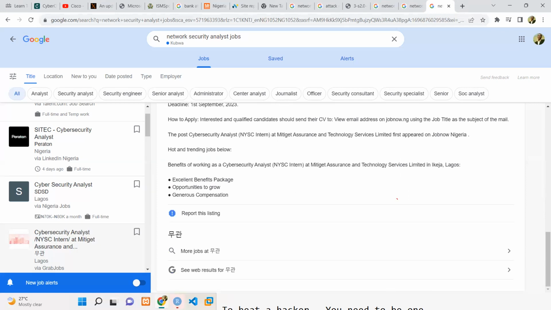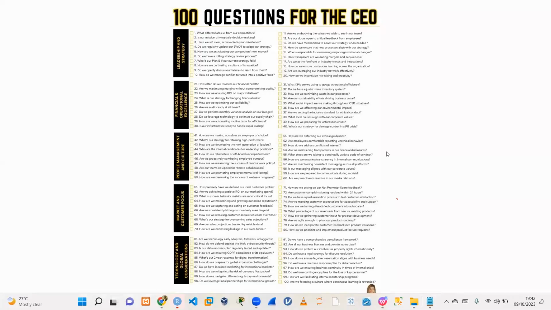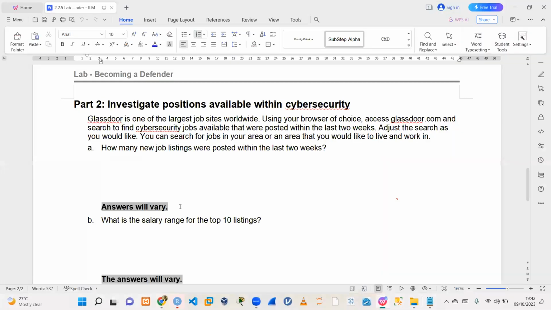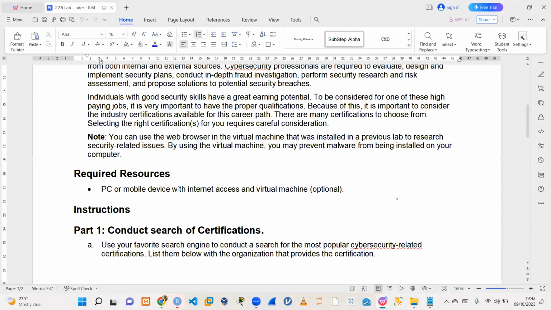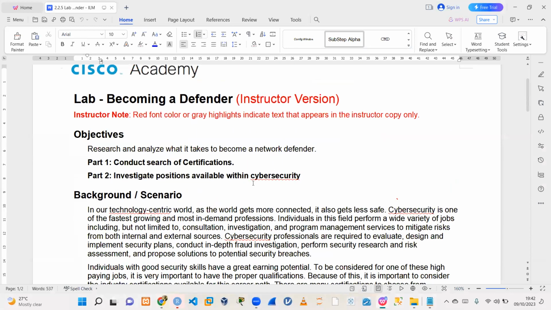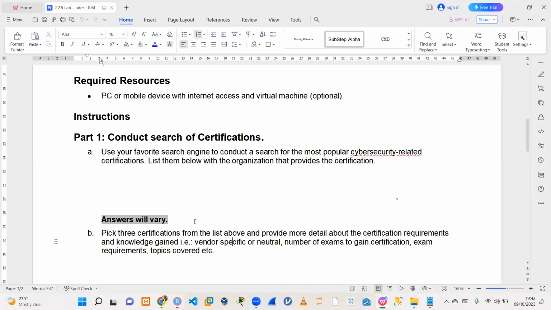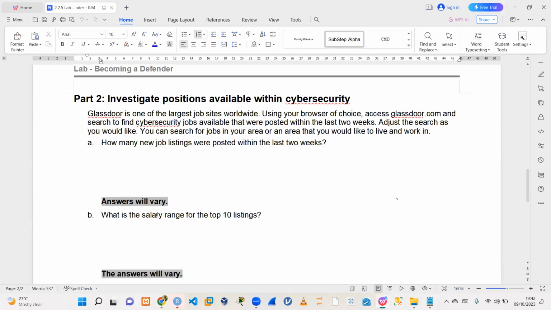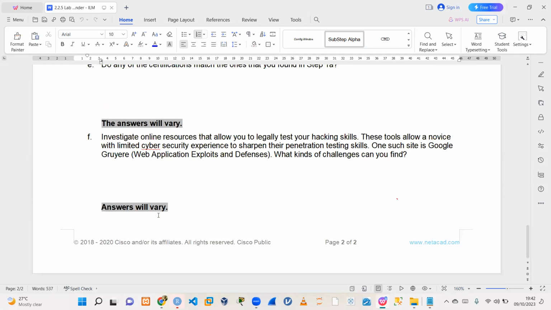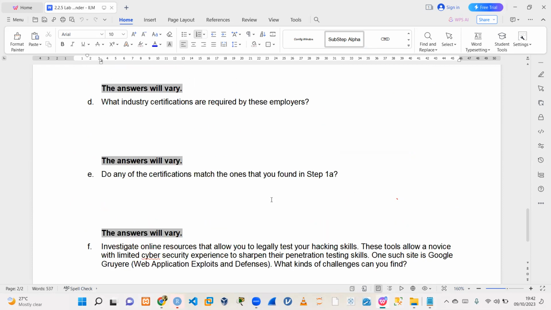Okay, I think that's all. So what you're going to do is look at these cybersecurity positions that are available within cybersecurity. Same thing, you fill this and you send back to me. 48 hours, everybody. Okay, that will be all from my end. If you have questions, please let me know. 2 minutes.